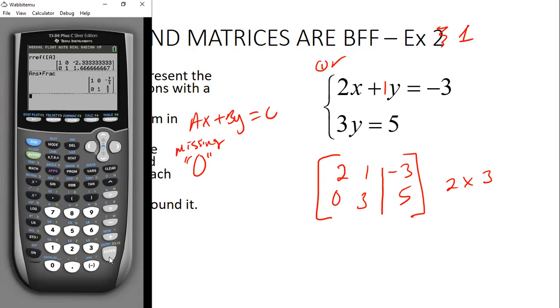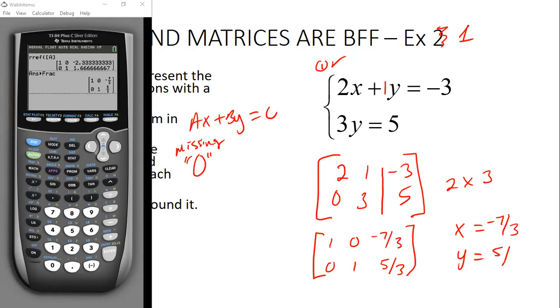Give me a second, I'm coming to you. All right. So I'm going to write it out, and then I'm going to come around and answer your questions, okay? So my solution is 1, 0, and -7 thirds, 0, 1, and 5 thirds. So what this tells me is that X equals -7 thirds and Y equals 5 thirds. And that would be the solution to my matrix. I've never been so happy to do some fraction. Okay.